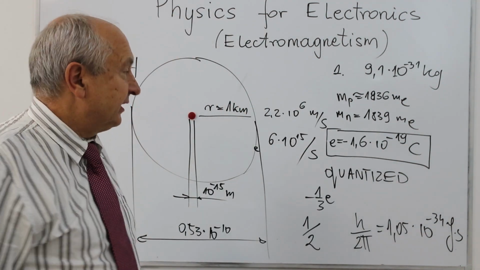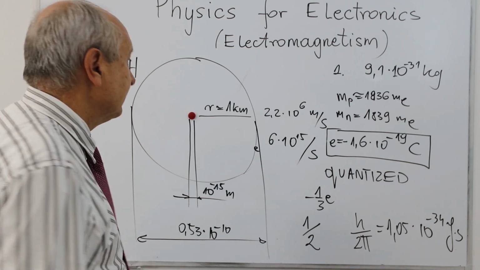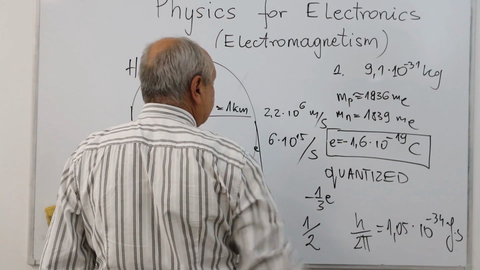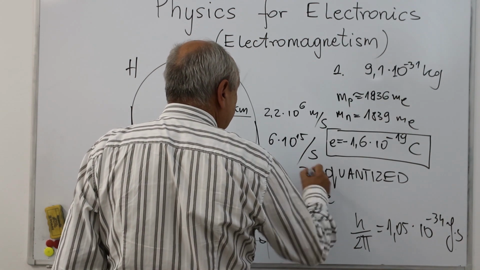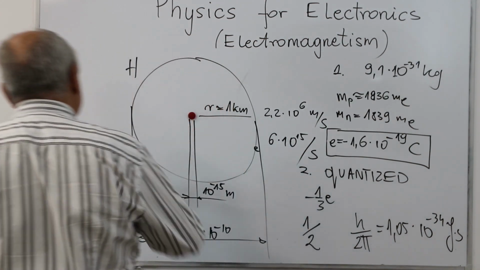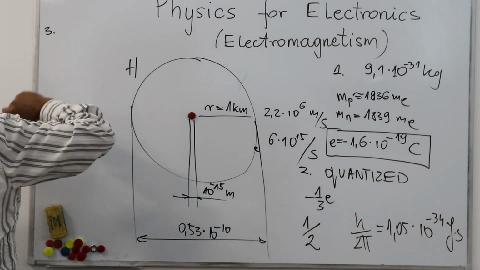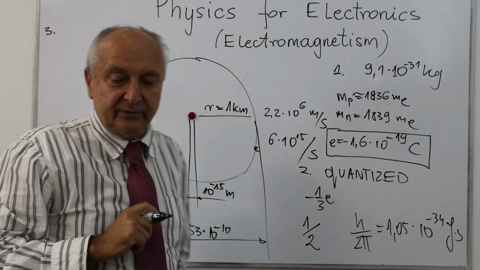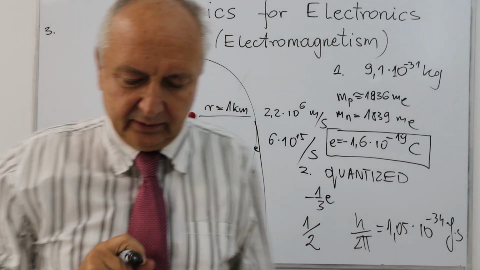Another feature, the third feature, so first this is the mass and charge, second is quantization, and third is relativistic invariance.